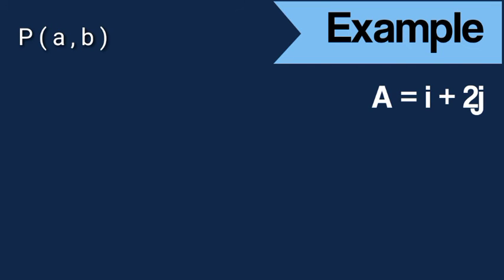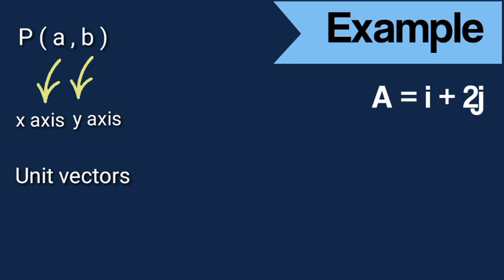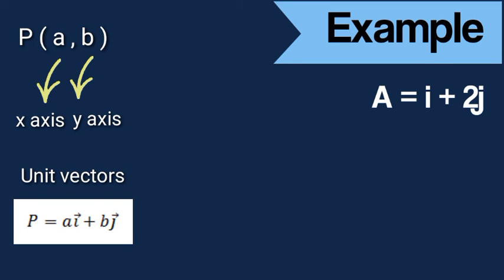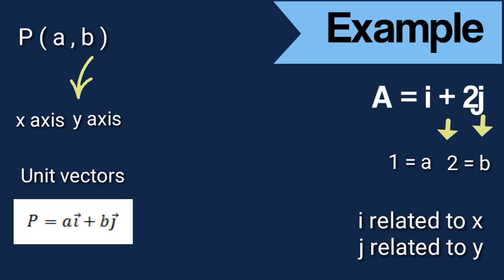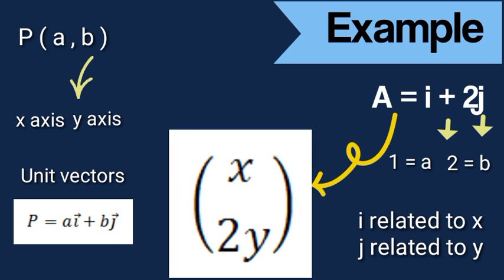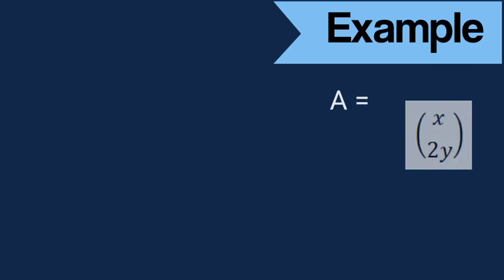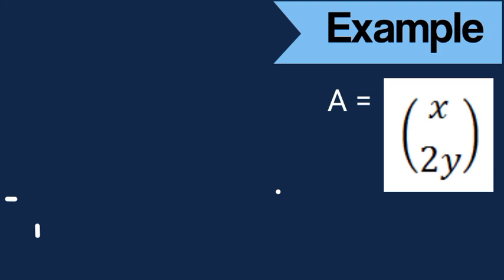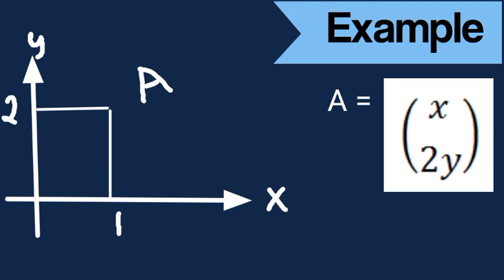Okay, let's say P is (a, b), where a represents the x-axis and b represents the y-axis. And in unit vector form, vector P is a times vector i plus b times vector j. In the question, we have i plus 2j, where 1 is a and 2 is b, because vector i is paired with x and vector j pairs with y. Then the column vector is (1, 2). To illustrate the vector, the first step is to create an x-axis and y-axis. X is at point 1 and y is at point 2. Then a vector line is drawn from the center point to the point A.